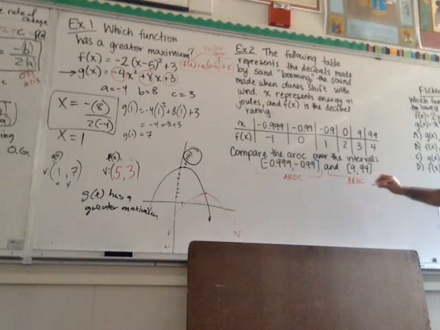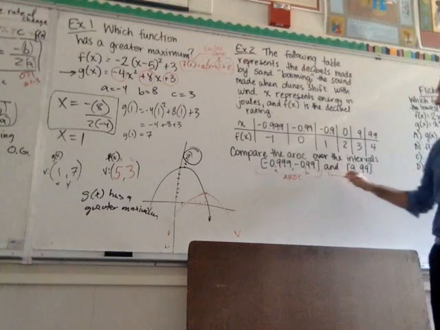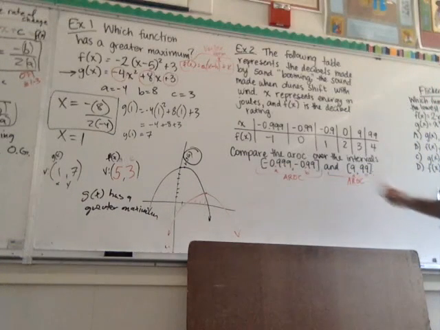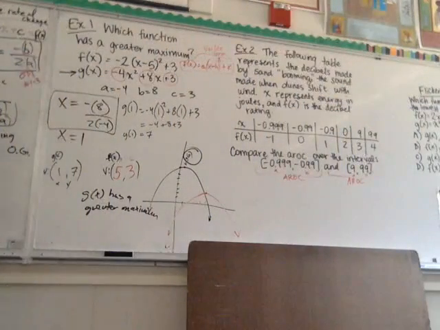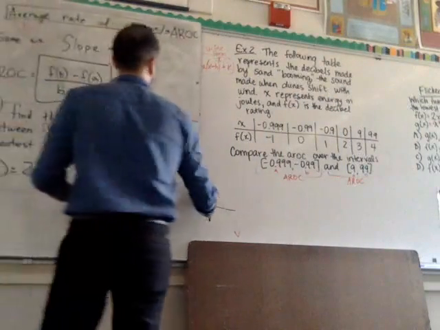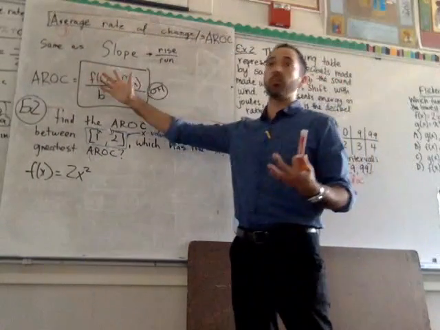Let's see. So we can call this our a, we can call that our b. We can call that our a, we can call that our b. And I'll just bring this to your attention again if you forgot. This will be like my 15-second breakdown of this one. So the AROC is just the slope. It's just the slope.